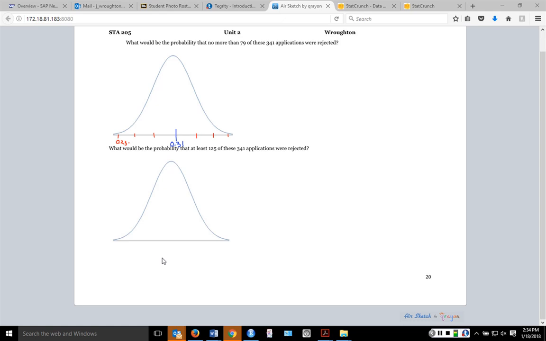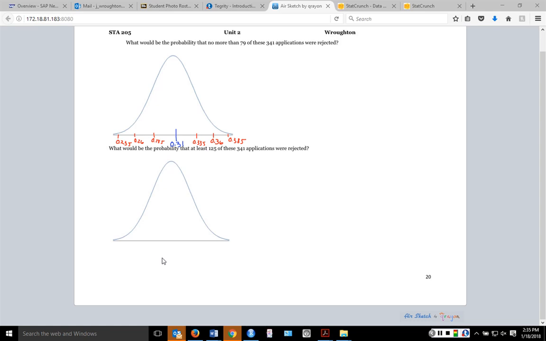So here's 0.235, here's 0.26, 0.285, 0.335, 0.36, 0.385. Okay, so I've got the start of my picture.